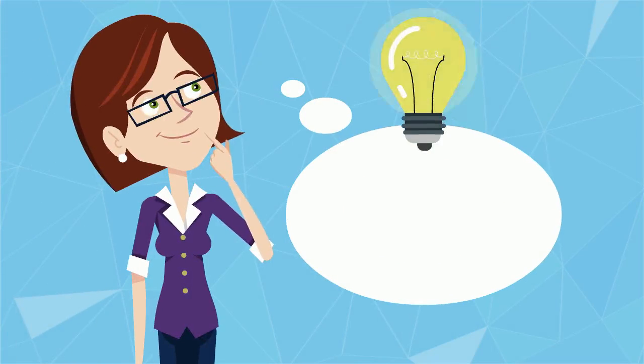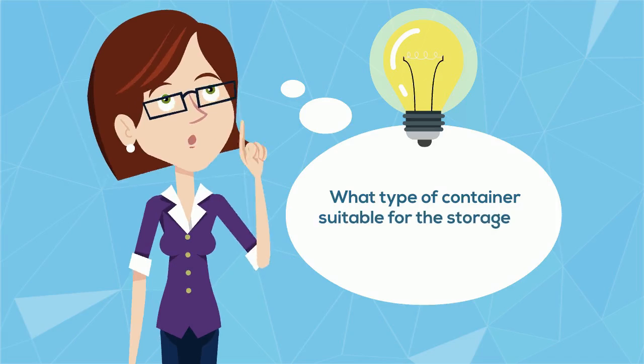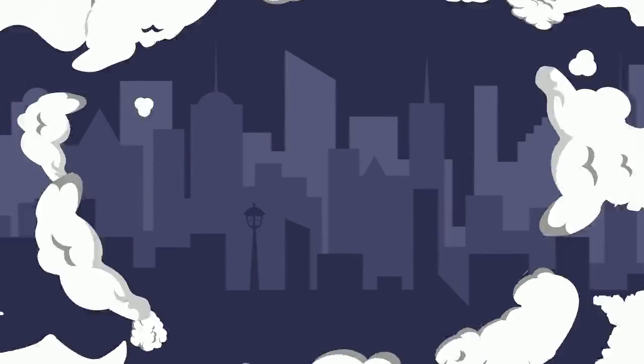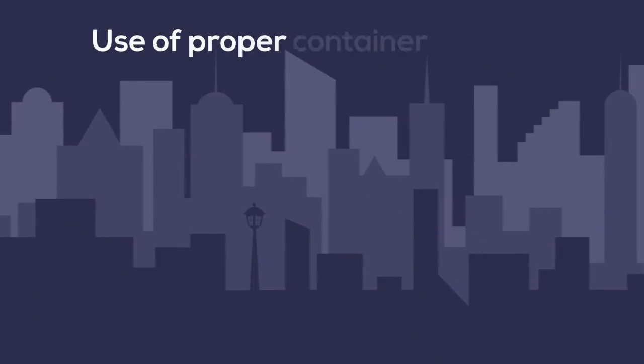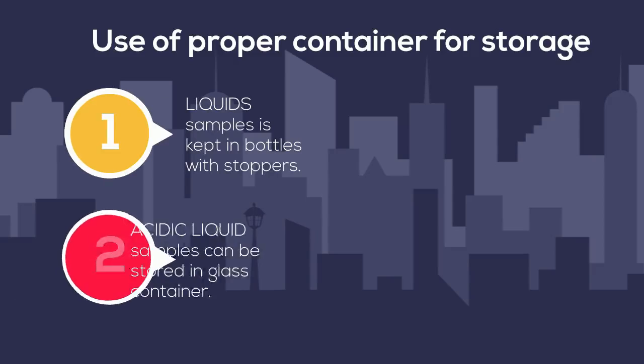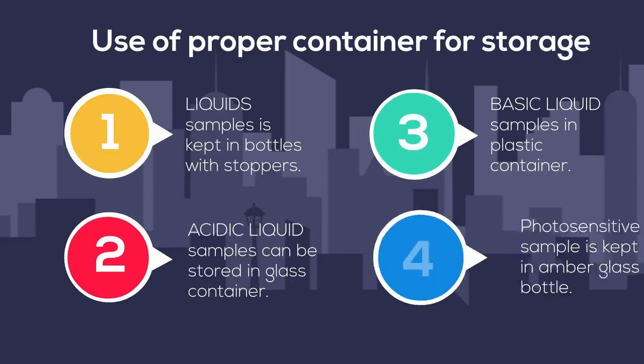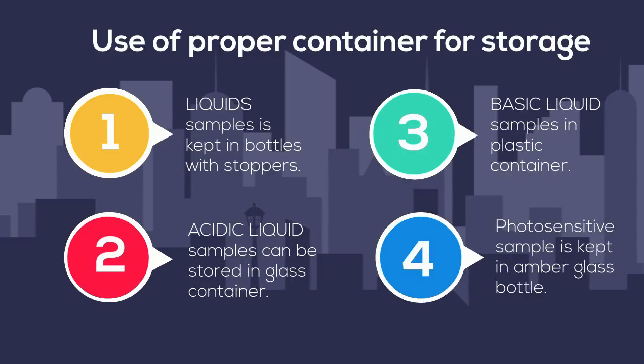So what type of container is suitable for the storage of sample? For solid sample, it is easier to be kept since it has less chance to be adulterated by the foreign metal. But for liquid sample, it is better to be kept in bottle with stoppers. Bottle can be made from glass or plastic or amber glass bottles.